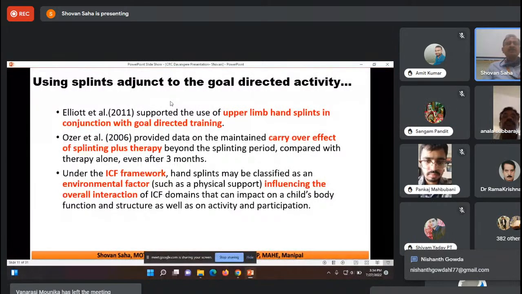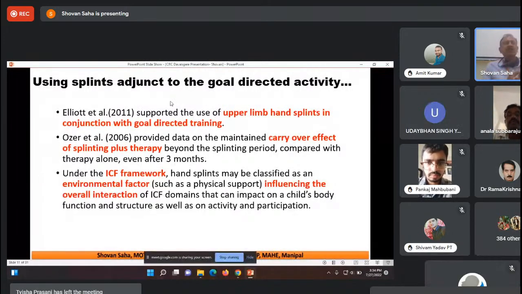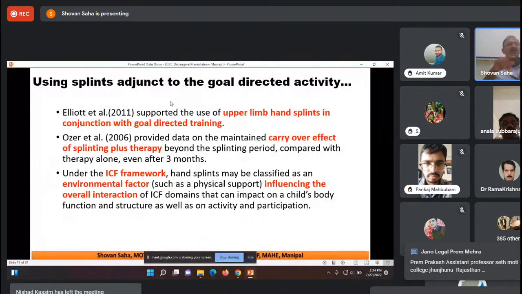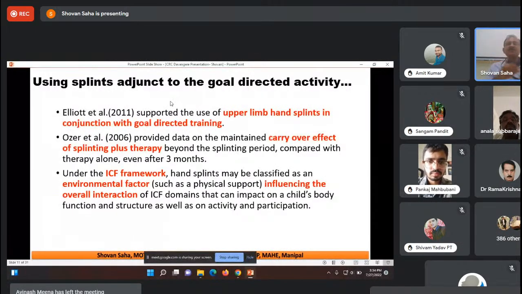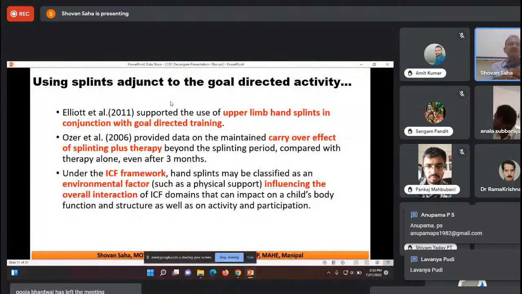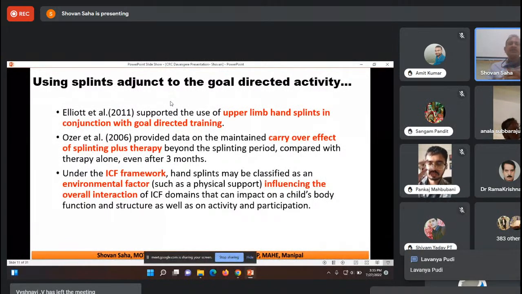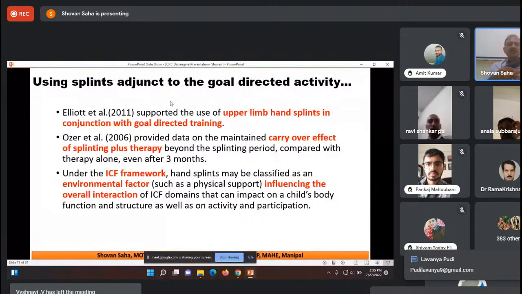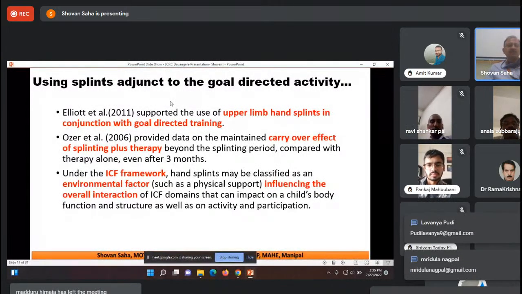Okay. So, using splints as an adjunct to goal-directed activity. Now, this is our thrust area. Whenever we are looking at a splint, it has a remedial part and a functional part, and to a small extent, a compensatory part. Unfortunately, we don't have much time to dwell on these terminologies, but these are very deep concepts that we use to come to a logical conclusion about what we are going to offer to the individual.